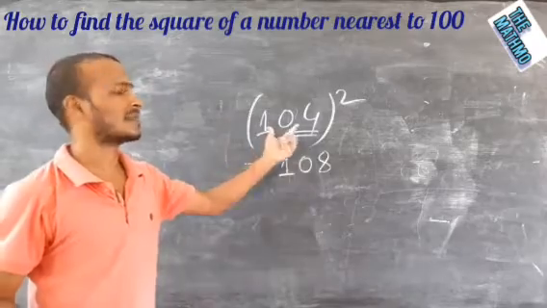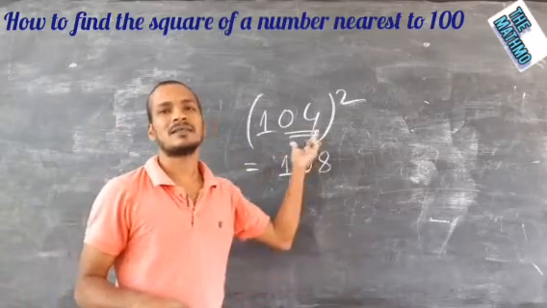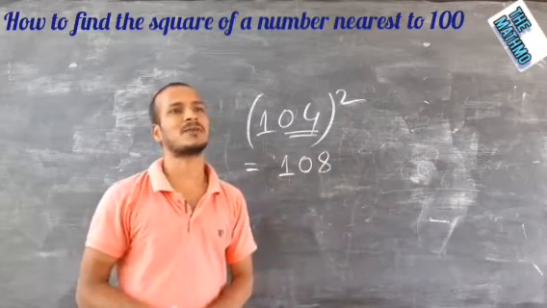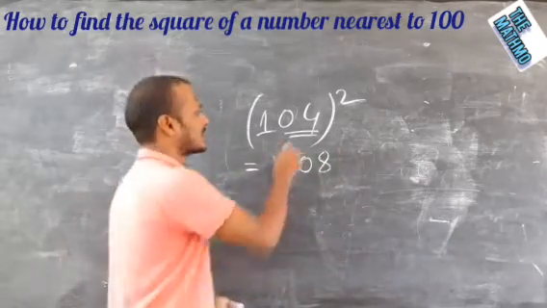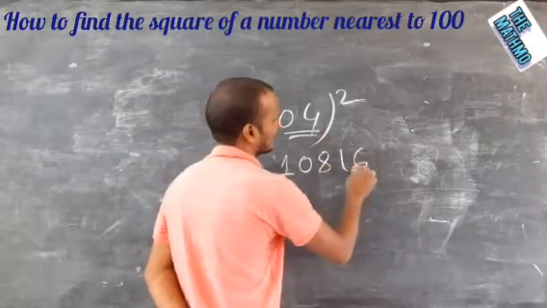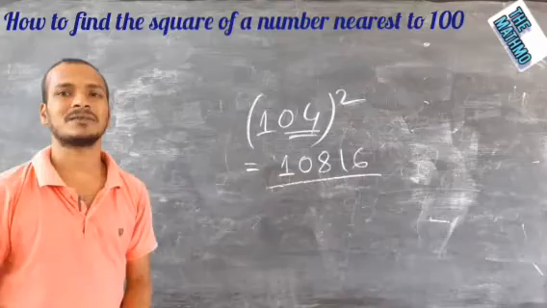So this number is greater than 100. And by how much? By 4. So you have to find the square of that. That extra is 4. So the square of 4 is 16. So this is your answer.